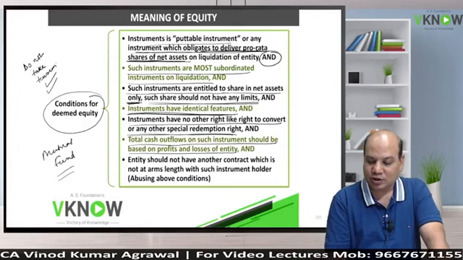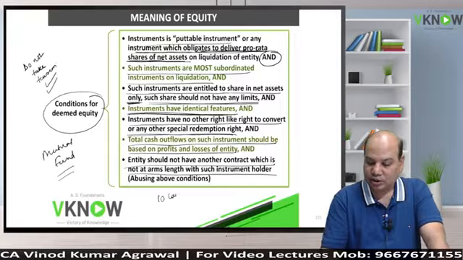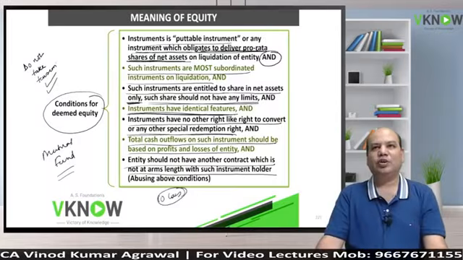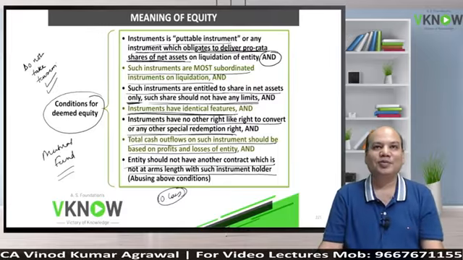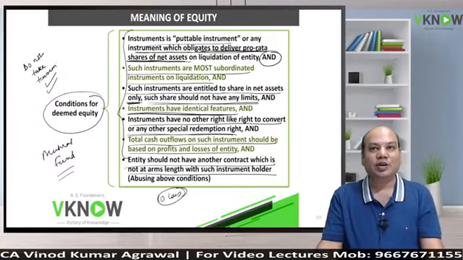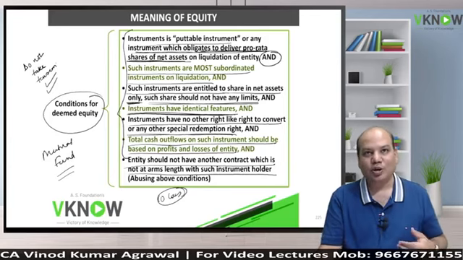Nothing special is given, and the entity should not have a contract which is not at arm's length with such instrument holder. So suppose I invested 10 lakh rupees in a company, and then I say I don't want interest, I don't want any liquidity, but you should make all your purchases from me. Okay, all conditions are satisfied, but then I have put one condition in the agreement: I will invest money in your company, you should purchase from me. So that means indirectly you are compensating me by making purchases.